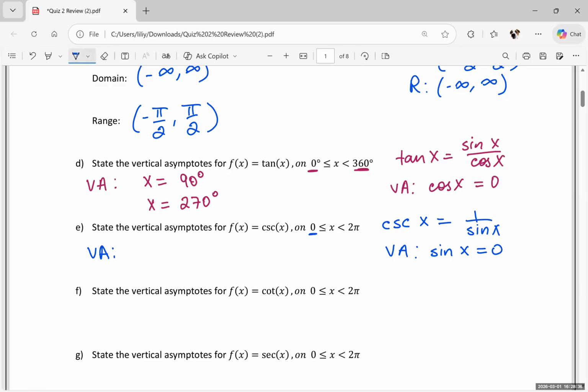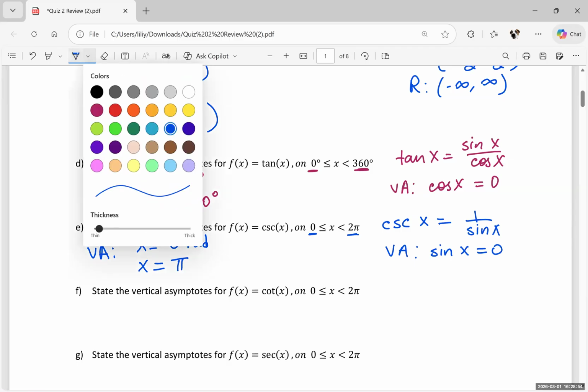We are in radians this time too, so we'll use radian measures. So x equals 0 radians and x equals pi. We don't need to put the word radians after pi. Pi already signifies that it's in radians.